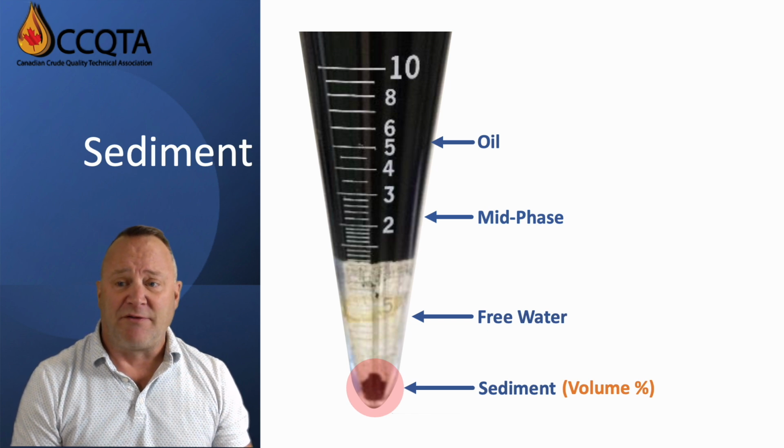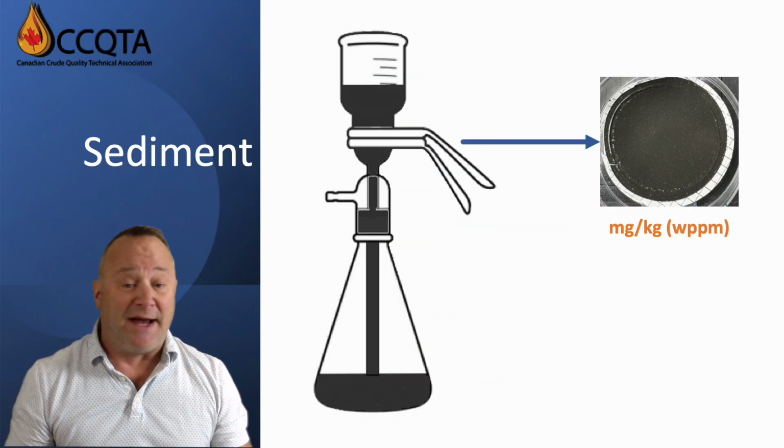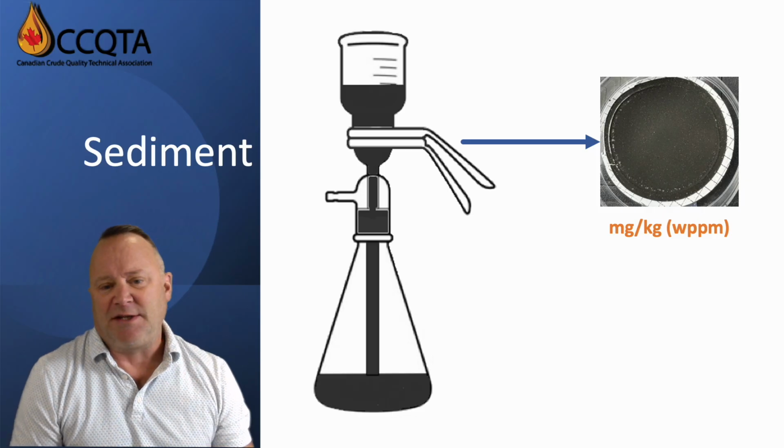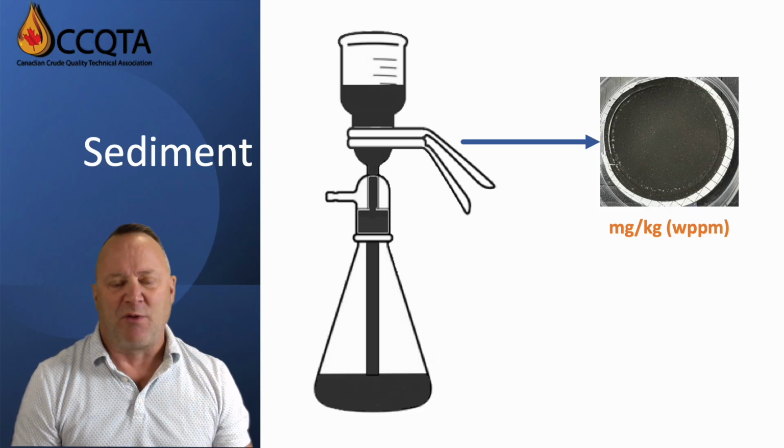The D4807 method, on the other hand, is a physical measurement of the solids captured from the crude oil, accurate to the parts per million level. Now let's move on to look at the test methods in a little bit more detail.